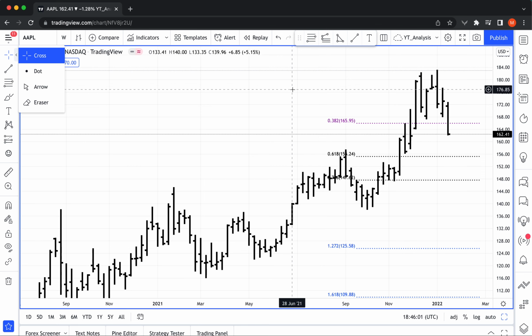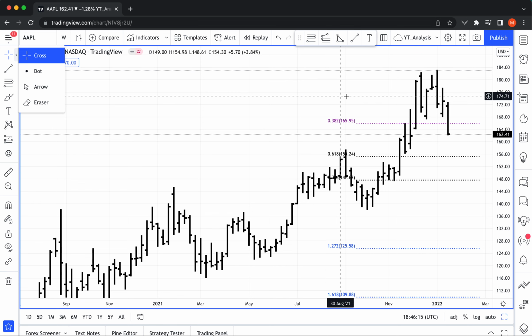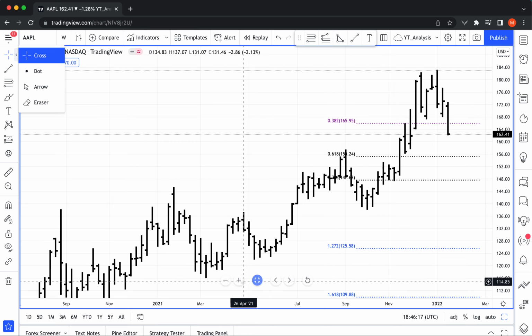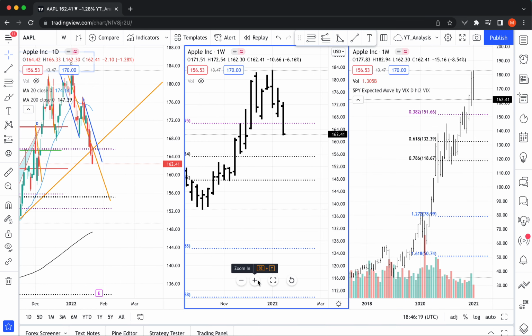What is really important is we are looking at a weekly chart of Apple, and the price broke below the 165.95 level, which was the 38.2% retracement level. That was a minor support, so it seems to have broken that. We'll look in more detail at the stock by looking at the daily chart.